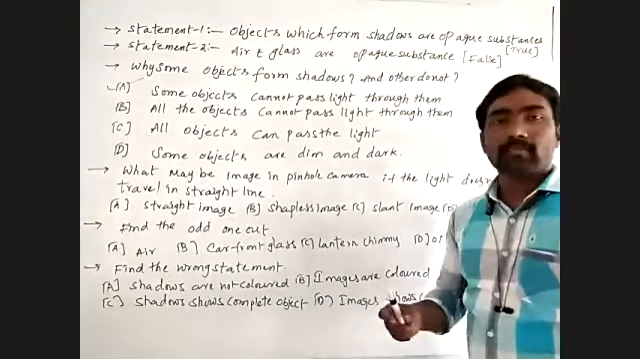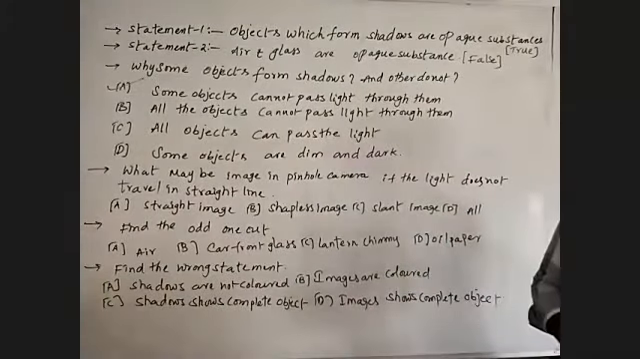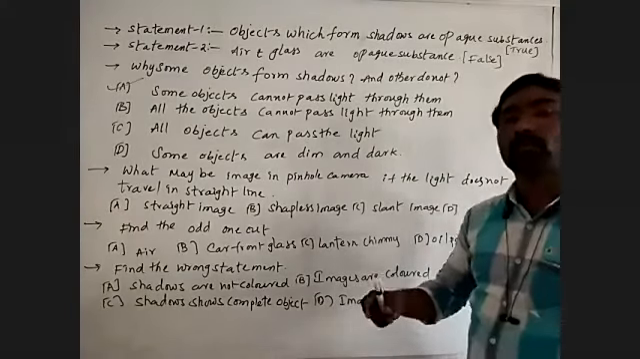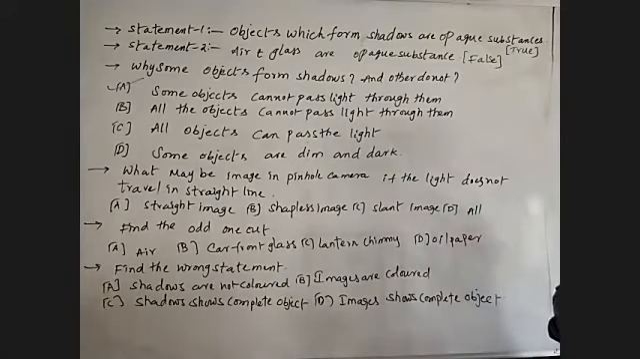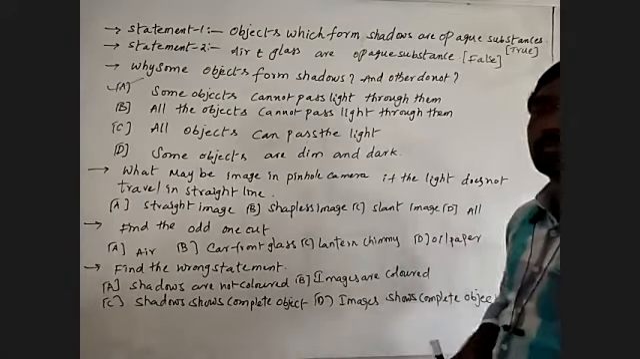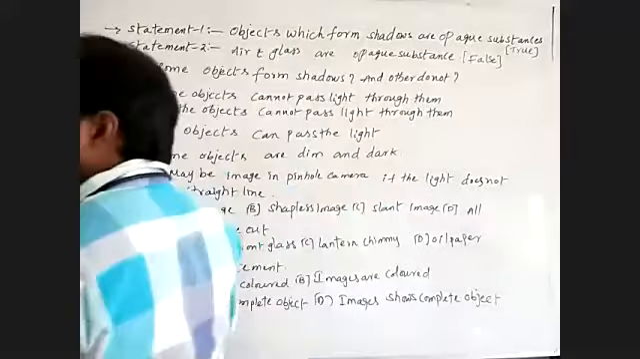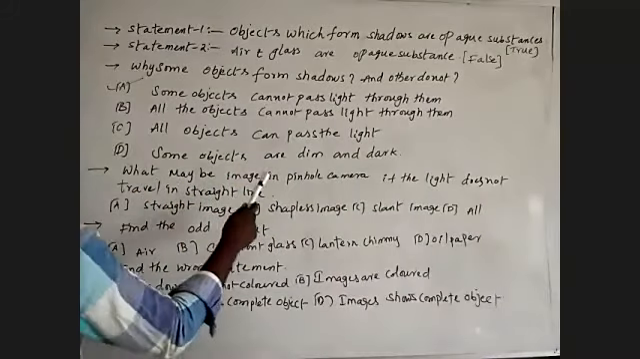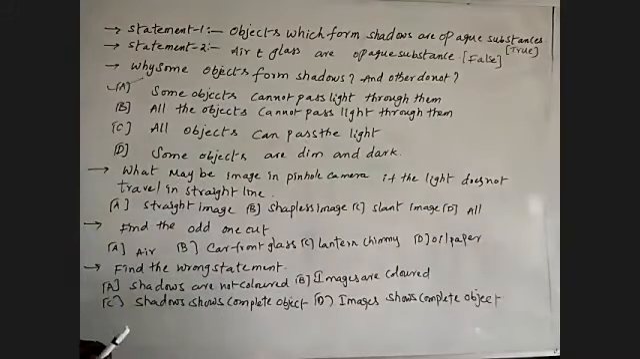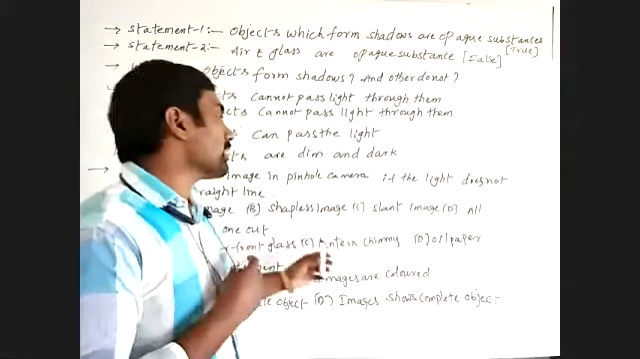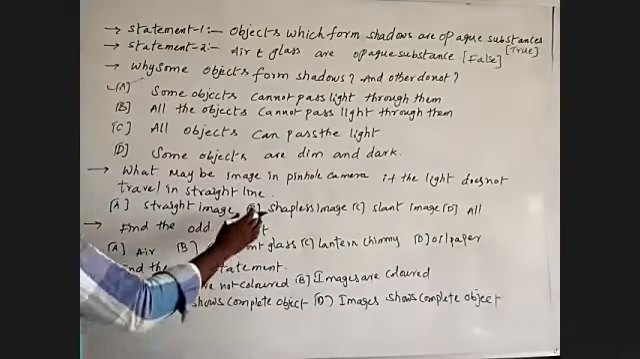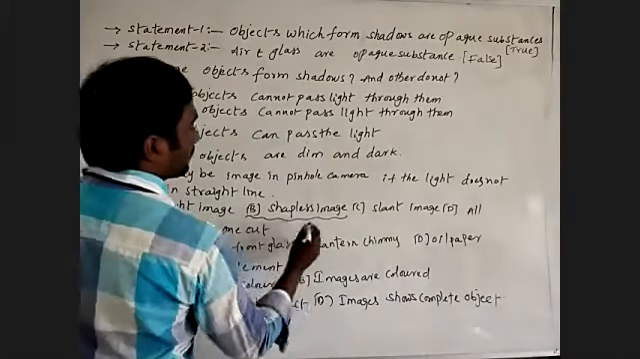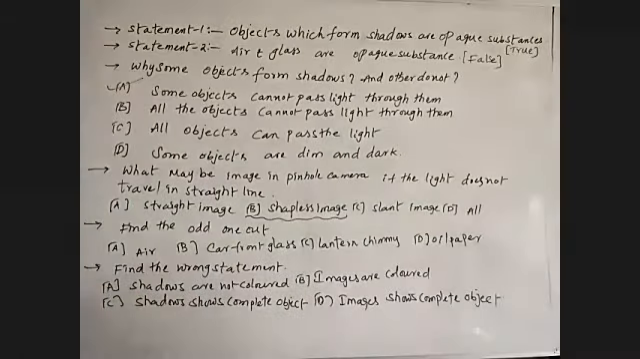If the size of the hole of a pinhole camera is increased, multiple light rays are allowed, then the image will be blurred. A disturbed image will form. Coming to the topic, what may be imaged in a pinhole camera if the light does not travel in a straight line? See here, a shapeless image we may get.